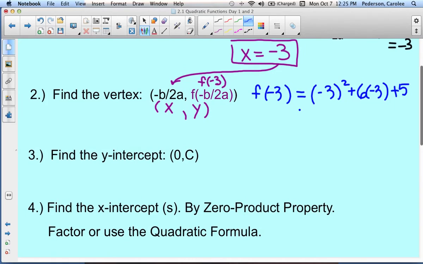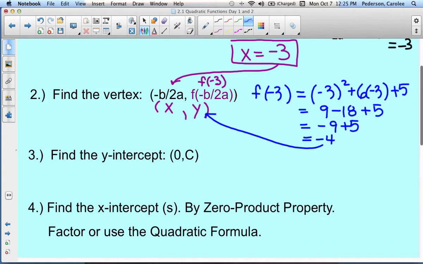So negative 3 times negative 3 is positive 9. 6 times negative 3 is negative 18 plus 5. 9 minus 18 is negative 9 plus 5 is negative 4. So our y value is negative 4. So we want to write this as an ordered pair. Our vertex equals our axis of symmetry number, negative 3, and our evaluation of f of negative 3 is negative 4.